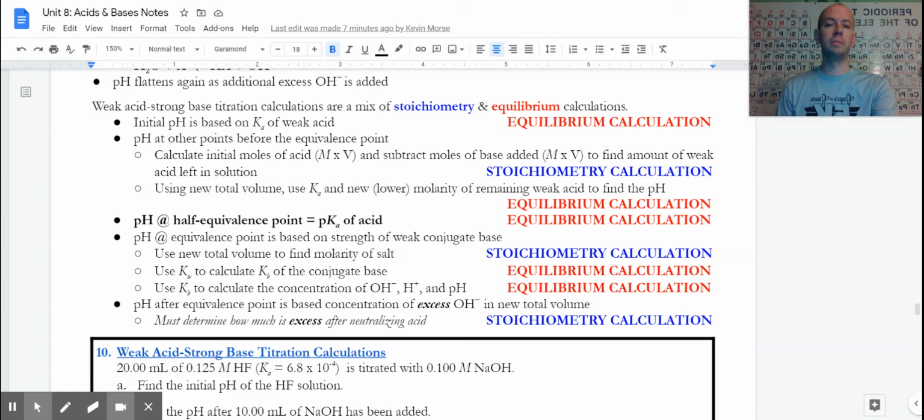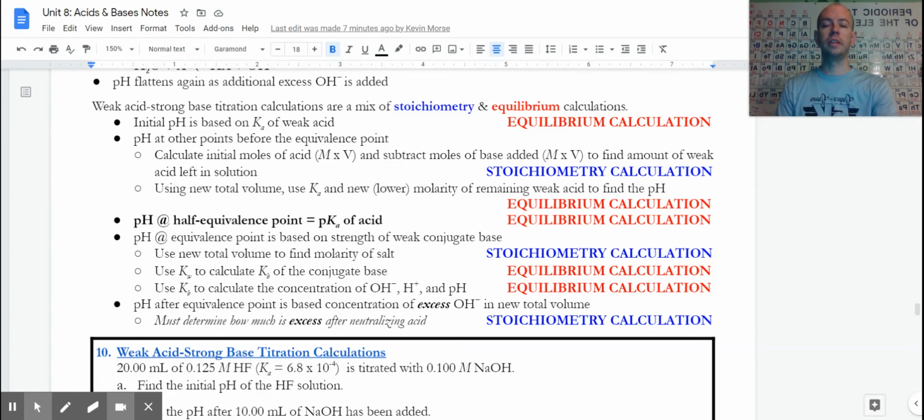Using that new volume with the Ka and the molarity of whatever's left over, we can find the pH. That would be an equilibrium calculation. If you're doing this as a step-by-step A, B, C, D, E problem, you have to think and check, do your answers make sense? The pH would be the lowest when we just had the weak acid, and here it would be higher, but still not as high as what we would see at the equivalence point.